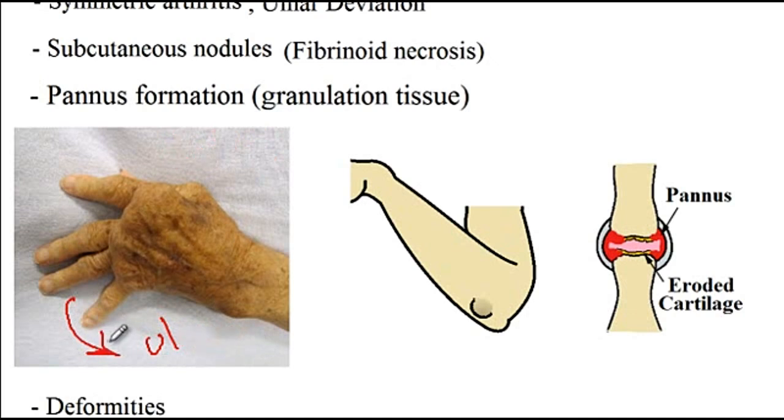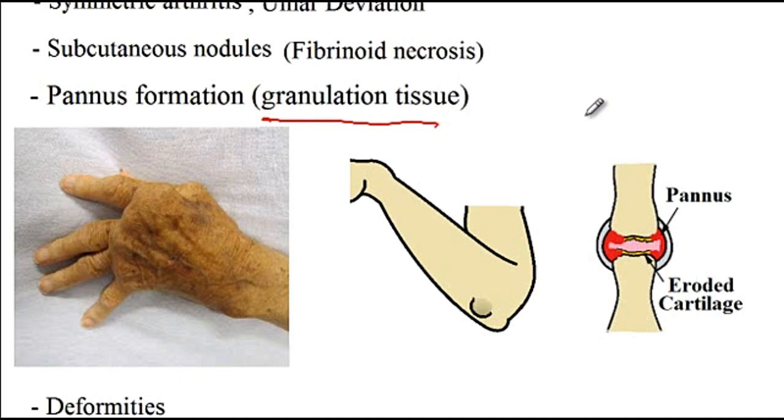Other findings that you see in patients with rheumatoid arthritis includes the presence of the subcutaneous nodules, which is due to the formation of the fibrinoid necrosis. So here you can see on the elbow, we have the subcutaneous nodule. And then in addition, there would be granulation tissues that are formed inside the joints, and it's usually affecting the MCP and PIP joints, and this granulation tissue is referred to as pannus.